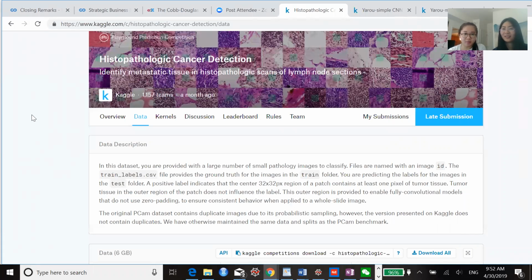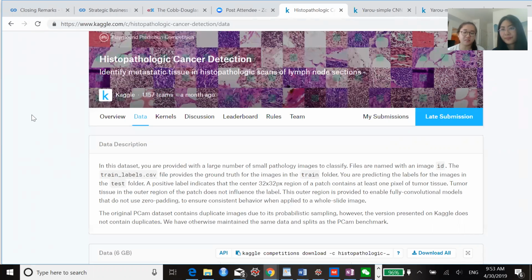And this is my project name, Yarou. And our project today is the histopathologic cancer detection. The project is originally in the form of a Kaggle competition, and the data set is provided through this competition. The target for our image classification is to identify whether the center 32 by 32 patch contains at least 1 pixel of tumor tissue.